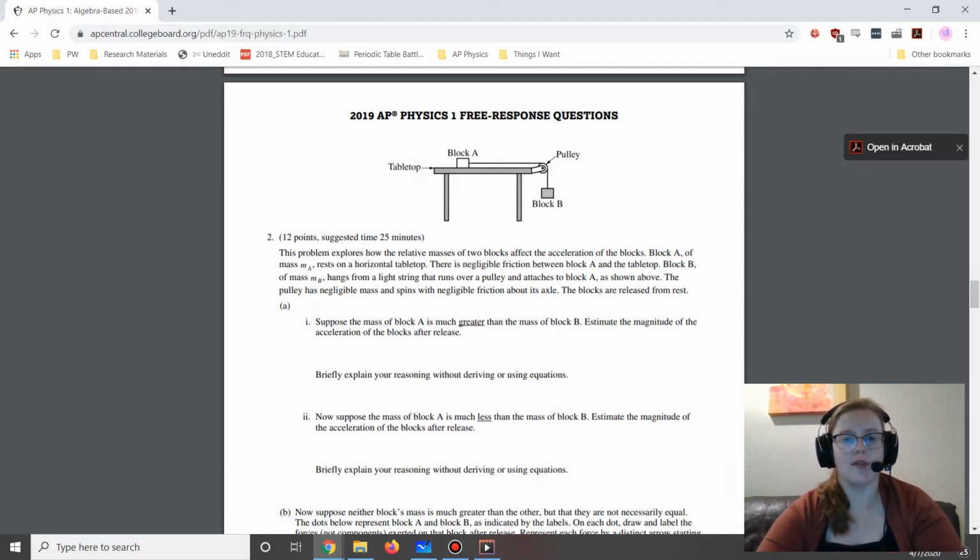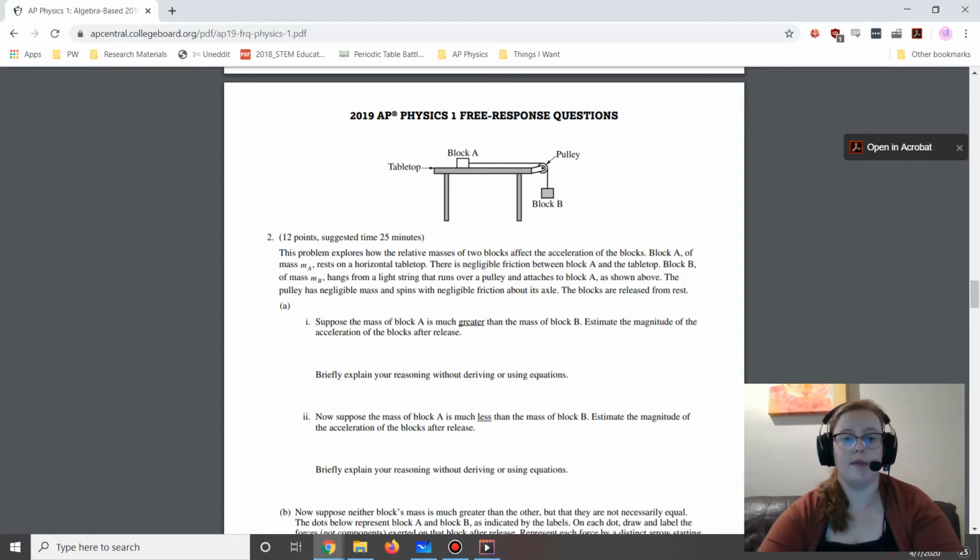This problem explores how the relative masses of two blocks affect the acceleration of the blocks. Block A of mass m sub A rests on a horizontal tabletop. There is negligible friction between block A and the tabletop. Block B of mass m sub B hangs from a light string that runs over a pulley and attaches to block A as shown above. The pulley has negligible mass and spins with negligible friction about its axle. The blocks are released from rest.